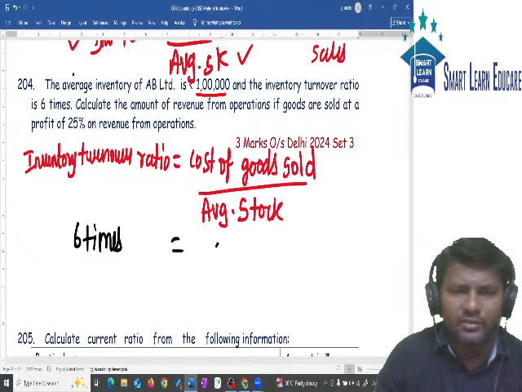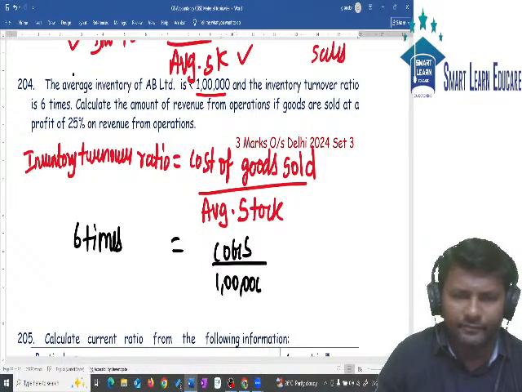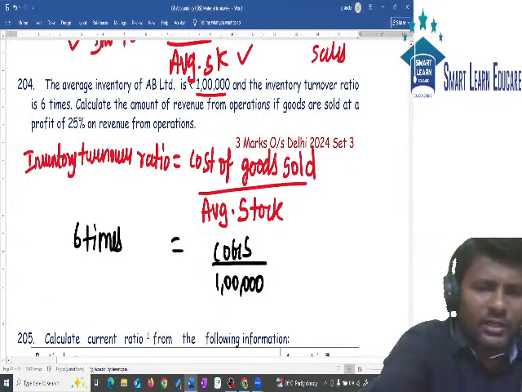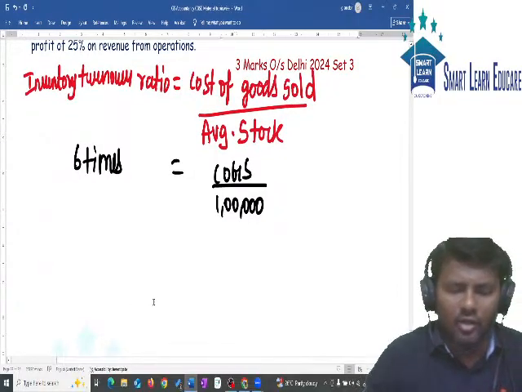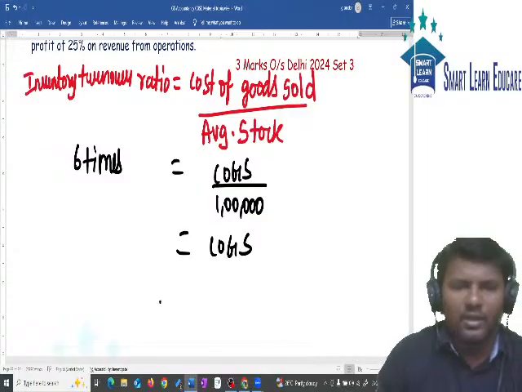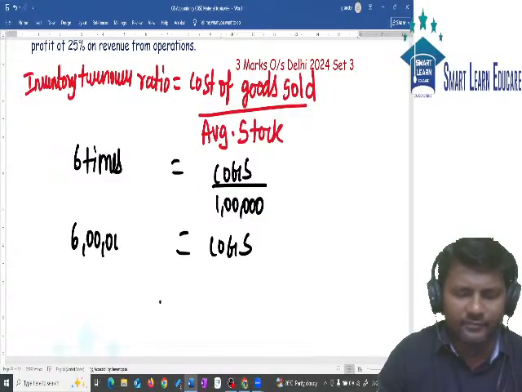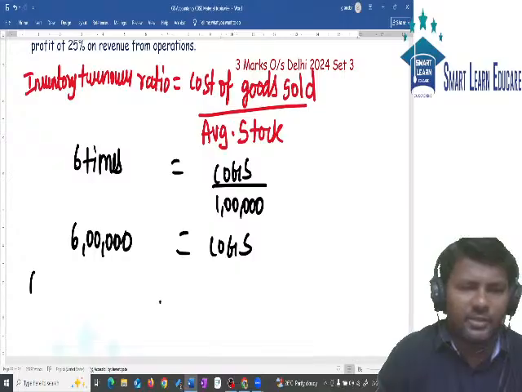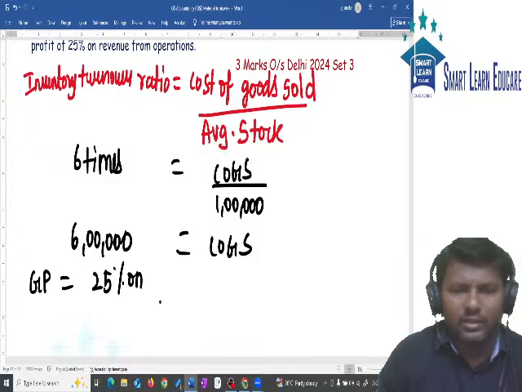If this is 6 times, cost of goods sold we don't know, average stock is given as 1 lakh. So what is your cost of goods sold? Your cost of goods sold is 6 lakh. And the question gives GP. What is your GP? GP is equal to 25 percentage on revenue from operation, meaning 25 percentage on sales.